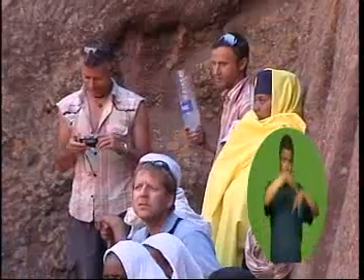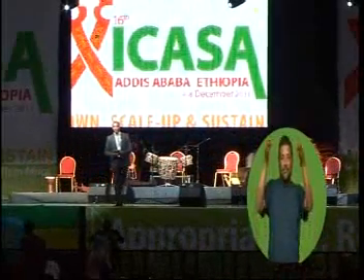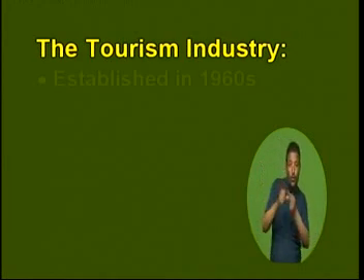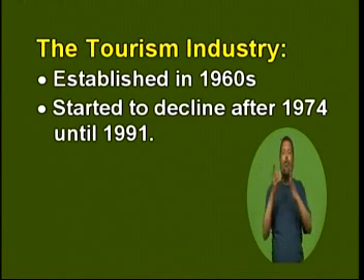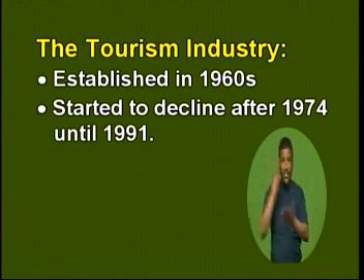Students, in the previous lesson, we discussed the tourism sector. Particularly, we discussed the historical development of tourism in Ethiopia and its roles. We mentioned that tourism is the movement of people from their permanent residences for different purposes, including business, conferences, vacation, transit, visiting relatives, and others. We noted that the tourism industry was established in the 1960s, but its development was constrained after 1974 up until 1991. We discussed the reasons for its decline.